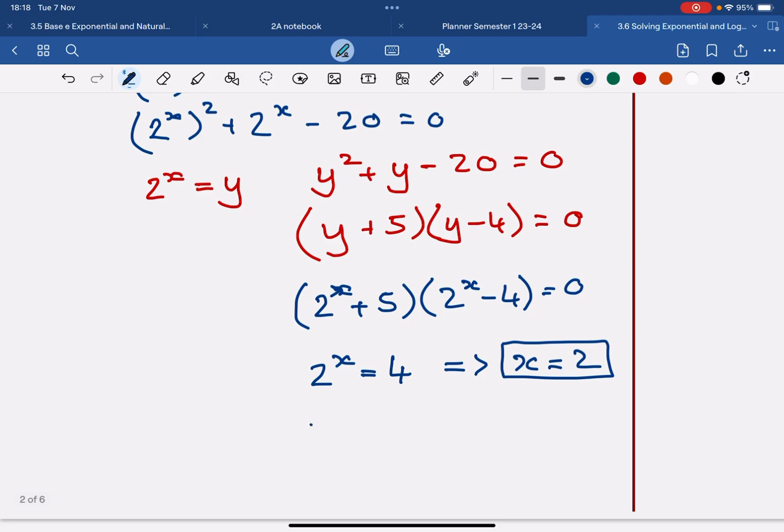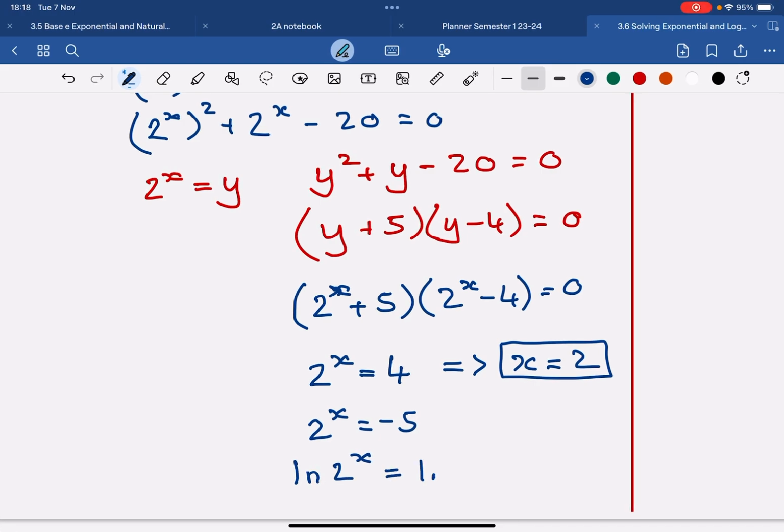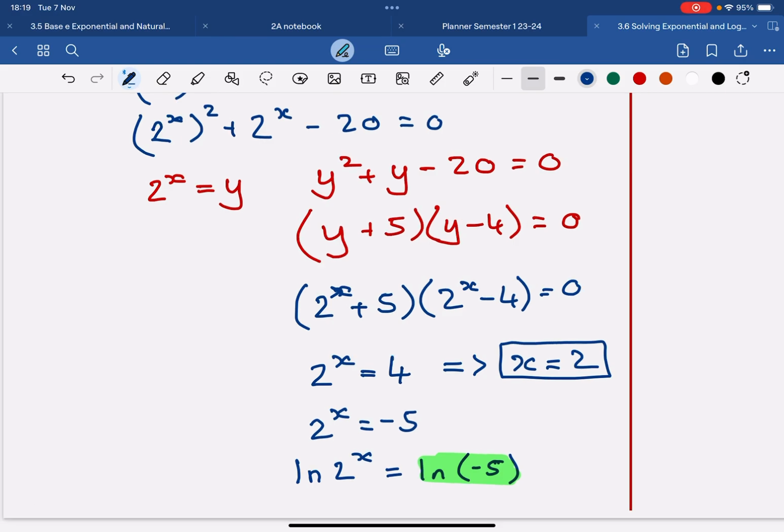Let's use the other one, which is 2 to the power of x equals negative 5. Now, this question doesn't have an answer. And if you're not sure, you can think about taking logs of both sides, like this, natural logs of both sides. And I'm not going to go on any further because this part here is not allowed. We can't put that in as a natural log. The domain, the things that go into the log, have got to be bigger than 0. So I've got one answer there, which is x equals 2.